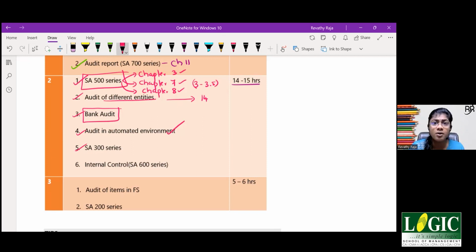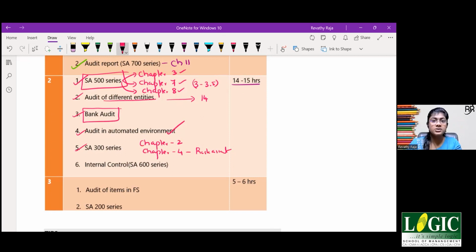We will be with the 300 series, wherein you will be covering chapter number 2, which is Audit Planning, Strategy and Program, and also chapter number 4, partly, which is Risk Assessment.